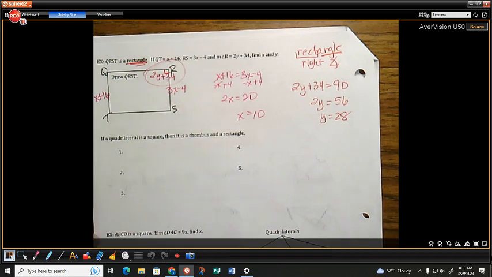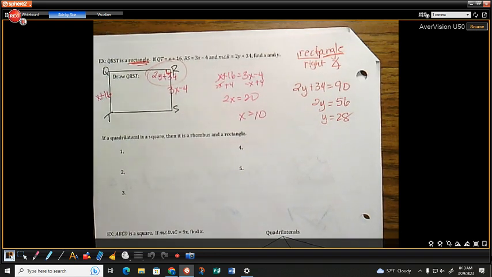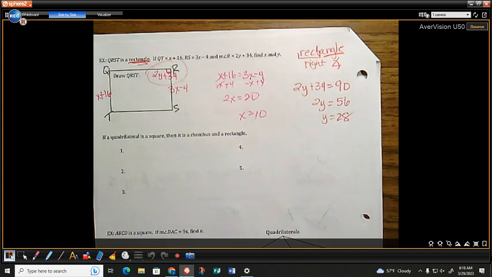So, the final special quadrilateral: square. Is a square a parallelogram, a rhombus, or a rectangle? It's a parallelogram.